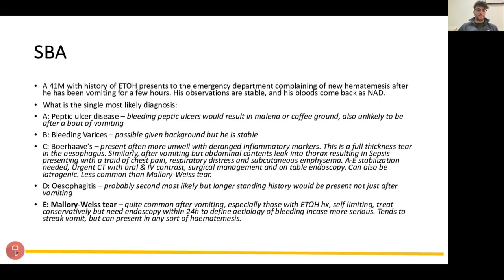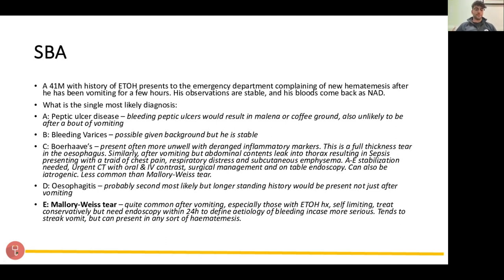Now, Boerhaave's is a full thickness tear in the esophagus, similarly after vomiting, but where it results in abdominal contents leaking into the thorax, resulting in sepsis or inflammation in general, and presents with a triad of chest pain, respiratory distress, and subcutaneous emphysema. The subcutaneous emphysema is one of the less common examination findings, but you will see chest pain and respiratory distress. They'll need ATLS stabilization, urgent CT with oral and IV contrast, and surgical management often.